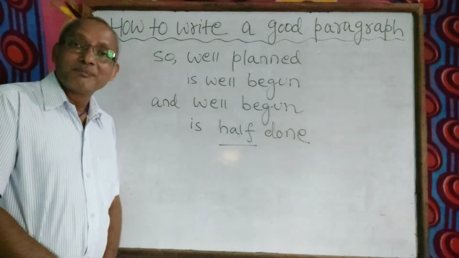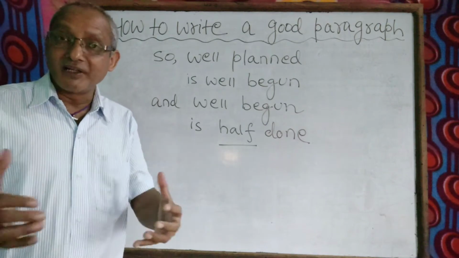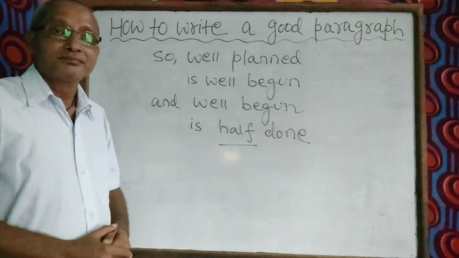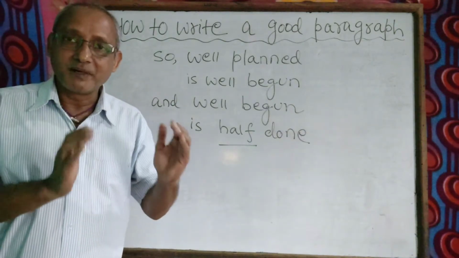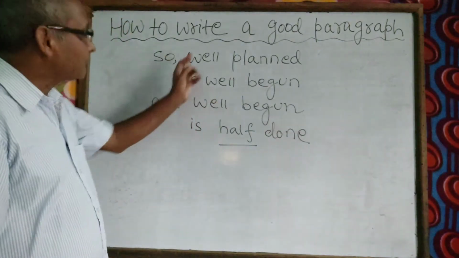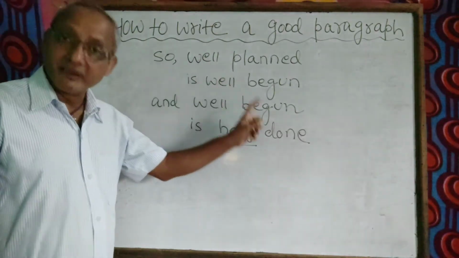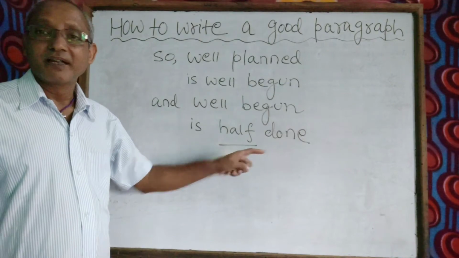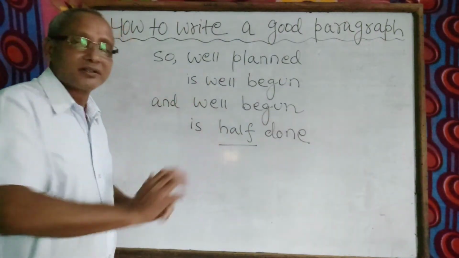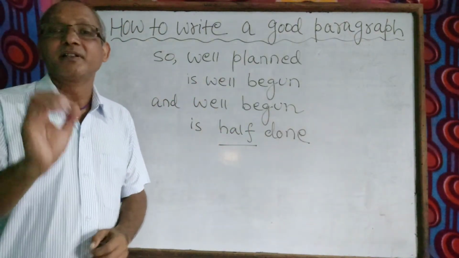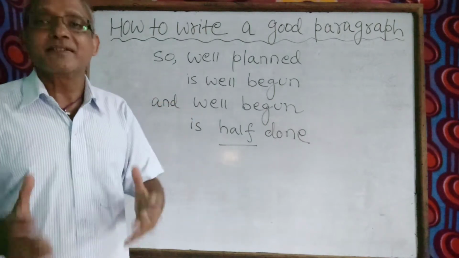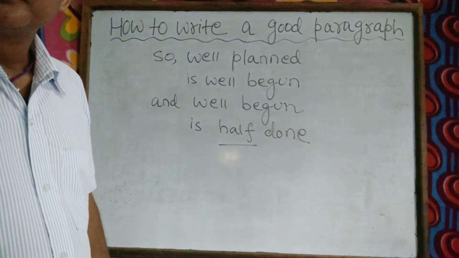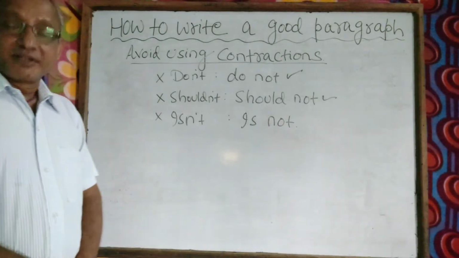Now you can see, I was discussing the planning. So plan it out first. You have partly done your work. Well planned is well begun, and well begun is half done. And if you can do this much, minimum errors will show up. And that's the beginning of good paragraph writing.